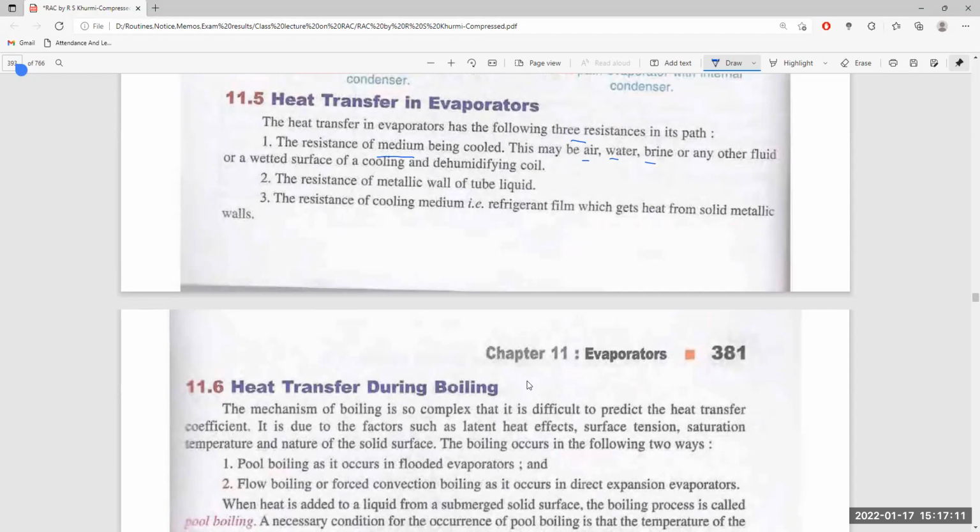The resistance of the metallic wall of the tube, and the resistance of the refrigerant film, which gets heat from the solid metallic wall. So the three resistances in this path for cooling are the resistance of the refrigerant film, the resistance of the metallic wall, and the resistance of the medium being cooled.